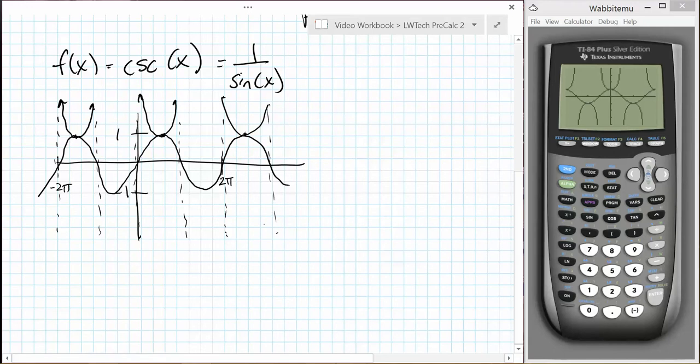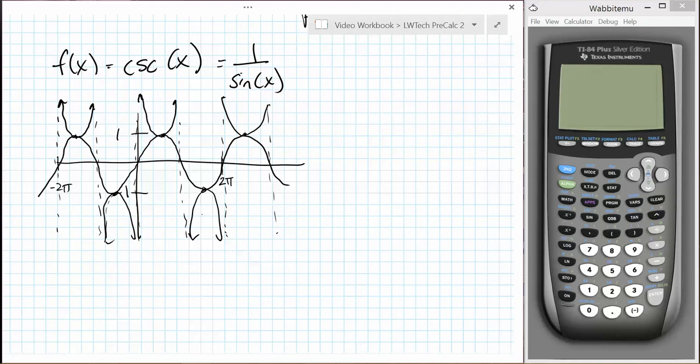Then, from all the sine's minimum points, I'm going to draw a U-shape or parabola bound by the asymptotes, stretching down to negative infinity at each asymptote. Minimum, down to each asymptote. Now, I can erase the sine x graph, which I was using as a model. Then, my graph of the cosecant x is complete.